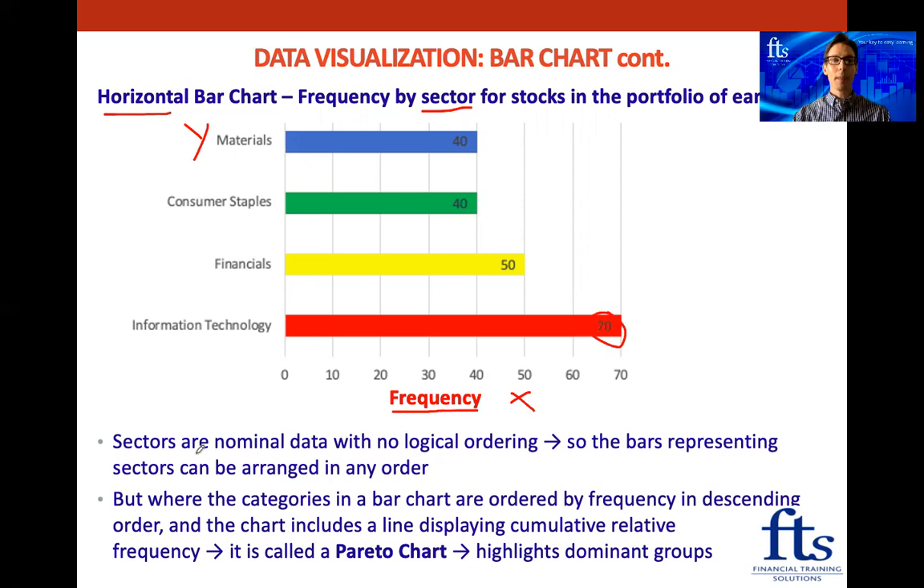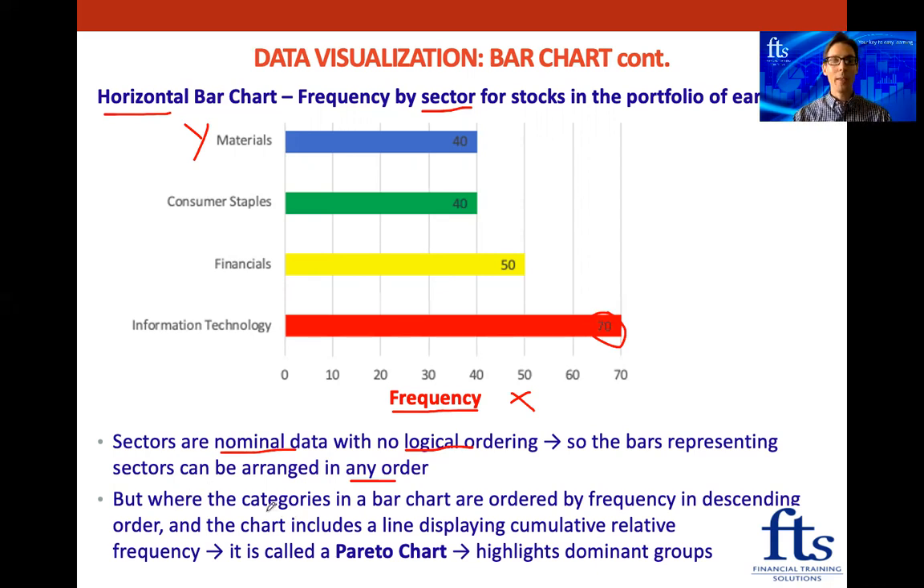These sectors are nominal data that we discussed in 1 or 2 classes ago. And with nominal data, remember, there's no logical ordering. So the bars representing the sectors can be in any order. We could have put financials first or whatever. We don't have to put anything in any order.